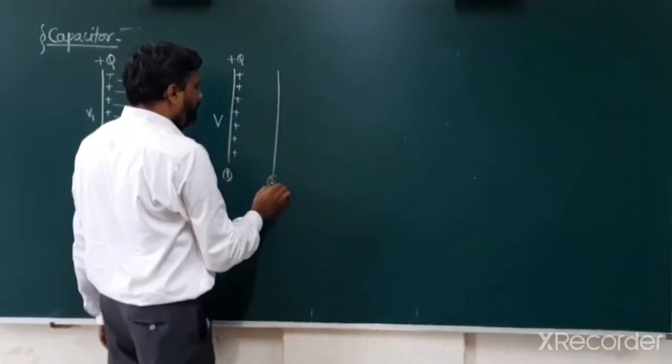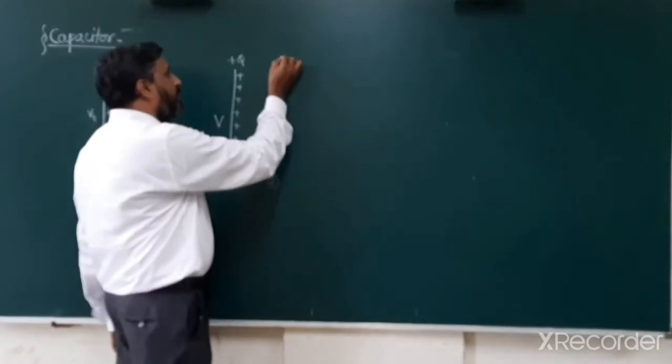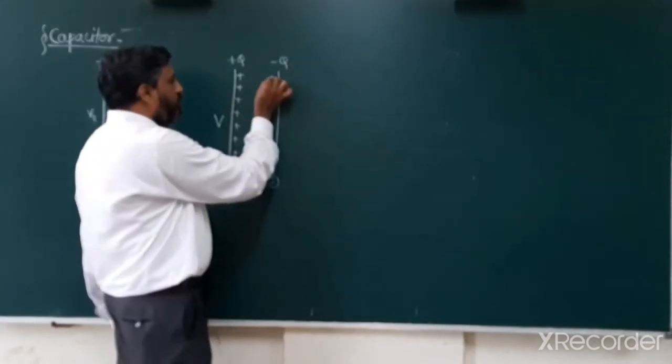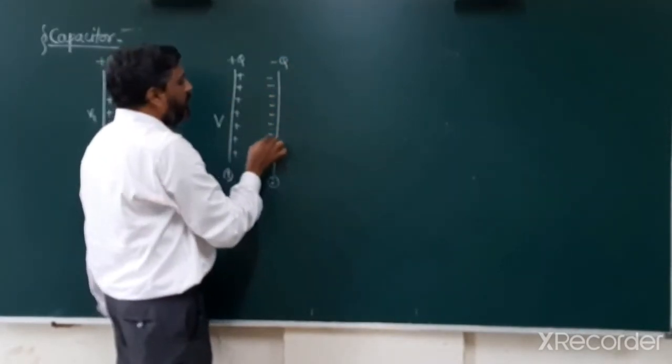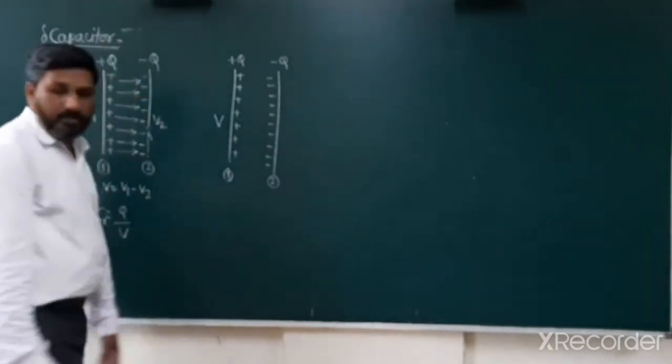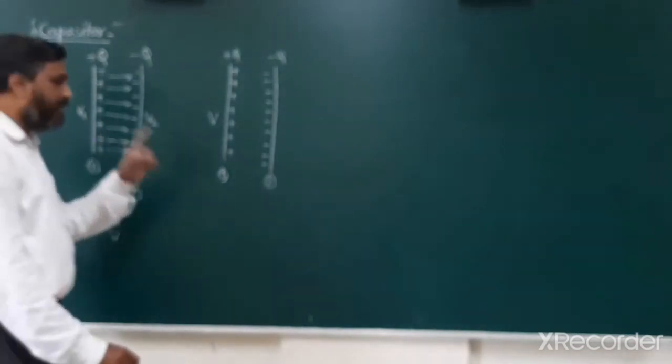This is my second plate, or second conductor, given a charge minus Q. So the charge is distributed here. If you say, sir, there is no difference between the two diagrams, no, not in this way. There is a wide difference.